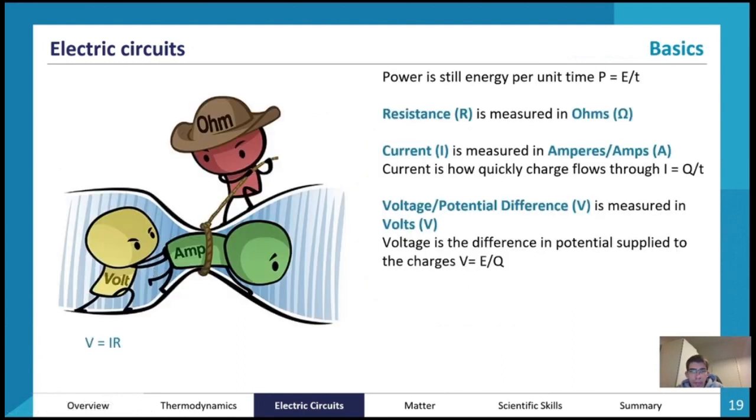Now let's cover the basics of electricity, where some of the basics are that power is energy per unit of time, resistance is measured in ohms, current is measured in amps, and voltage is measured in volts.